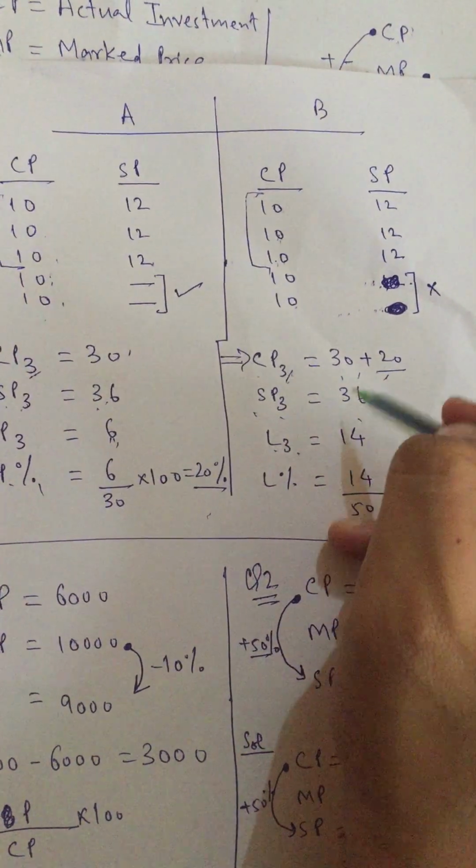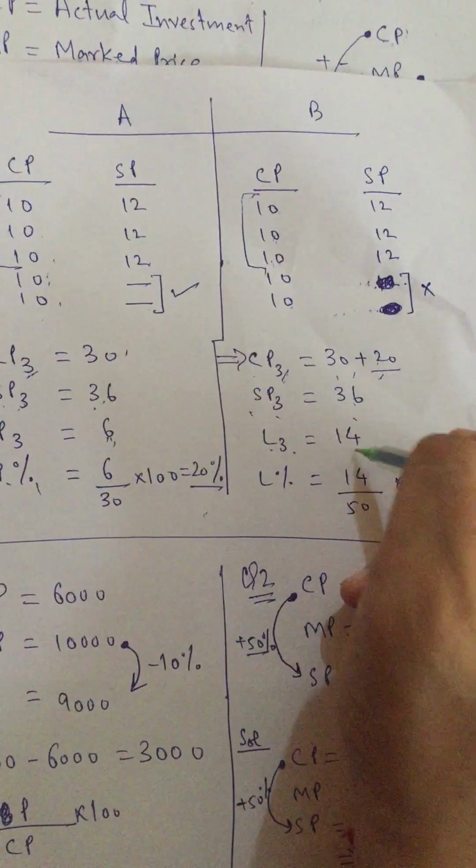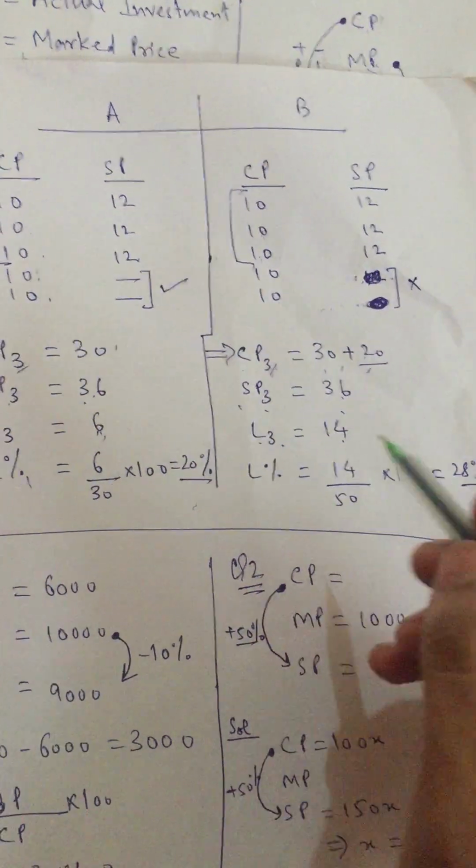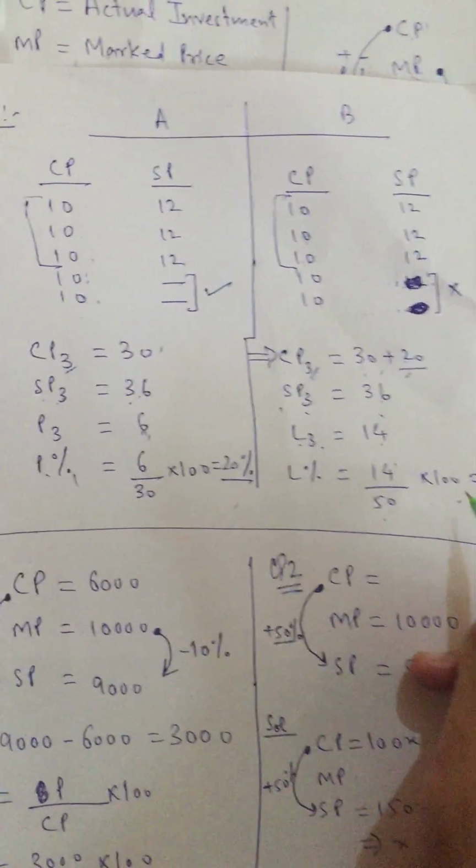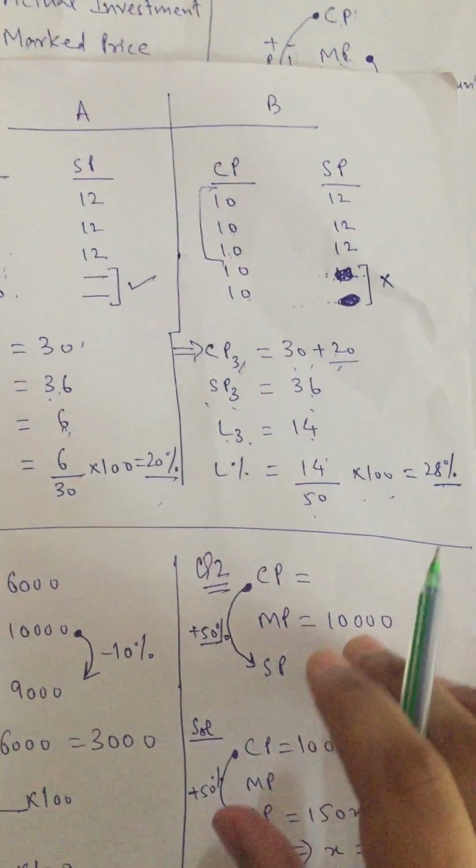Loss of 3 will be bought at 50, sold at 36. Loss of 3 will be 14. Loss percent is 14 divided by 50 into 100, which is 28%.